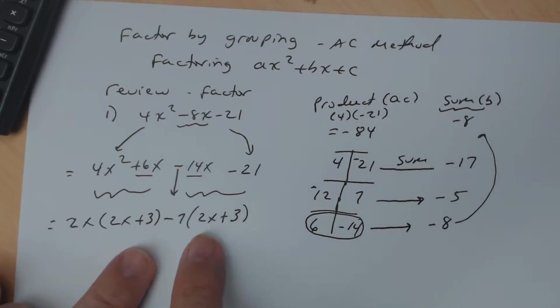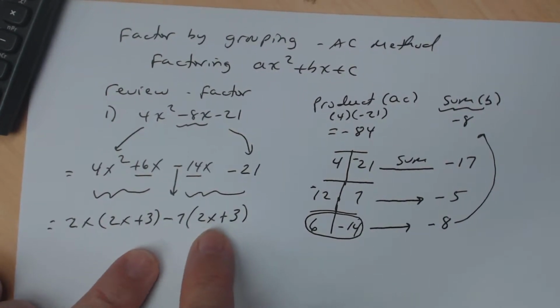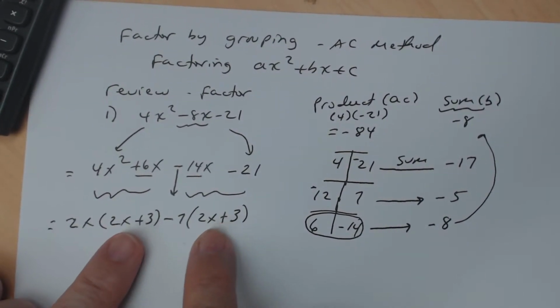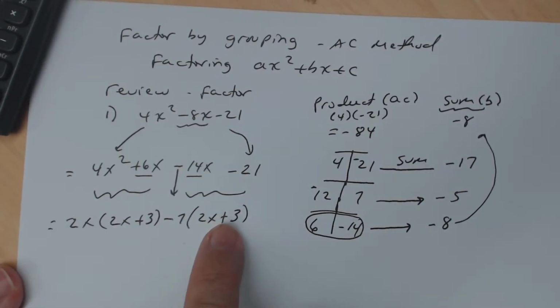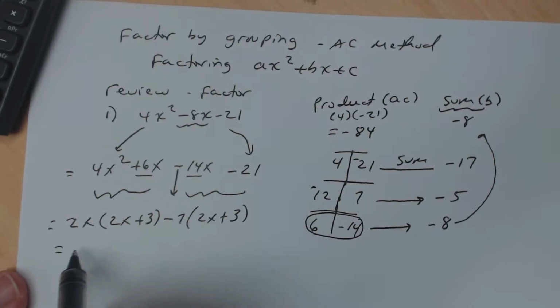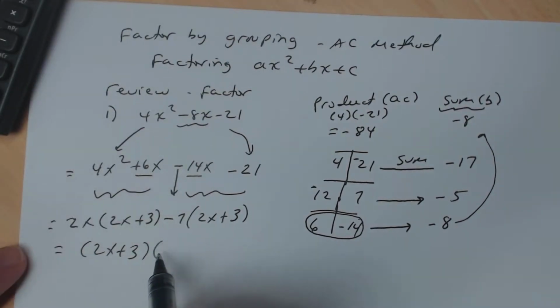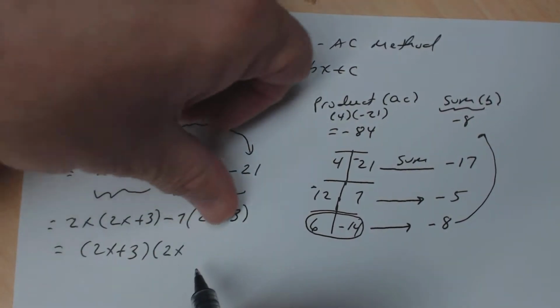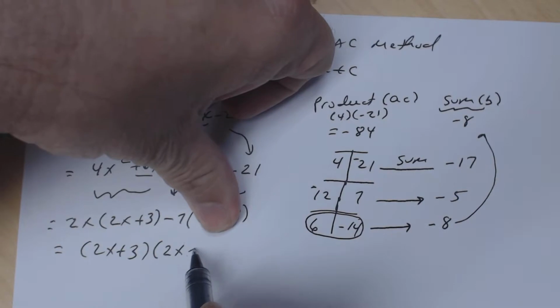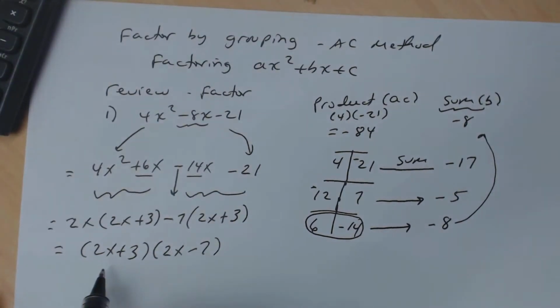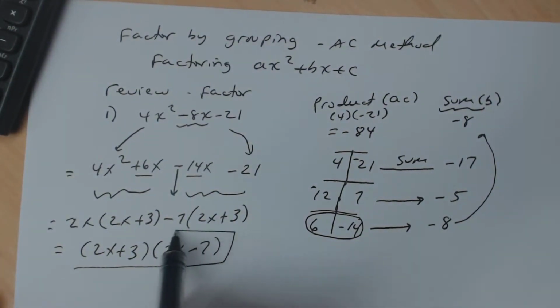And always check yourself. You really want these two factors, the one that's in parentheses, to be the same. So then you factor it out. So I get 2x plus 3. And when I factor out the 2x plus 3, from here I'm left with 2x. Don't forget parentheses. And then when I factor out the 2x plus 3 here, I'm left with a negative 7. All right, so that's the answer. So 2x plus 3 times 2x minus 7.